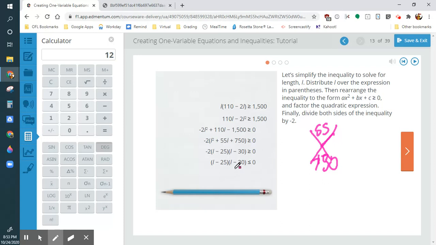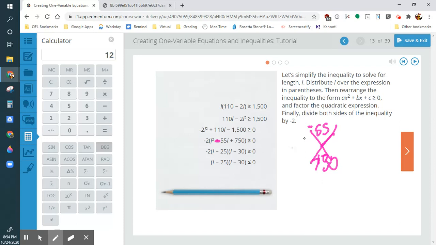What are you doing, Edmentum? Oh, Edmentum did a typo again. This is a negative. It's supposed to be a negative. I don't know what happened here. So this is a negative. There's a typo right there, guys.